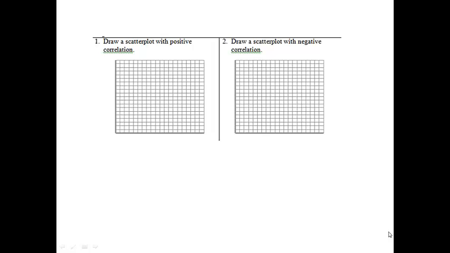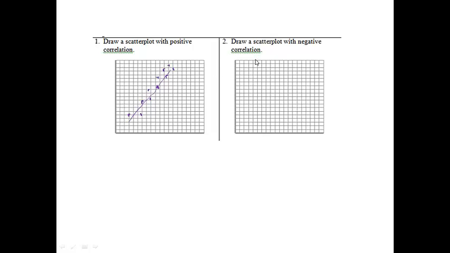Okay, this objective is lines of best fit. Number one says to draw a scatter plot with positive correlation. So a scatter plot is just a grouping of data points, and we want positive correlation. So we want as one value goes up, the other value goes up as well. So I'm just going to make some data points. Please notice that that would be positive correlation because I can see an upward trend in the data.